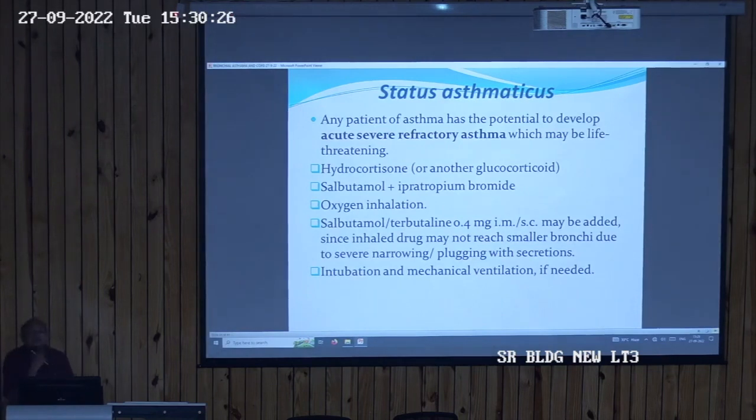Now the point is, when the person is breathless and we are giving him or her inhalational medicine, that may be a reason that you give something by inhalation and the drug does not reach the site of action. The site of action is the thin bronchioles which are filled with mucus. But when the person is already breathless and we give something to inhale, the drug may not reach the site of action. Therefore we have to give salbutamol, terbutaline IM or subcutaneously also. And then finally, if nothing goes well, there is intubation and mechanical ventilation.